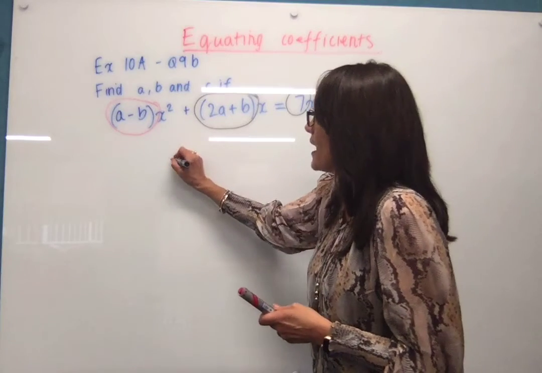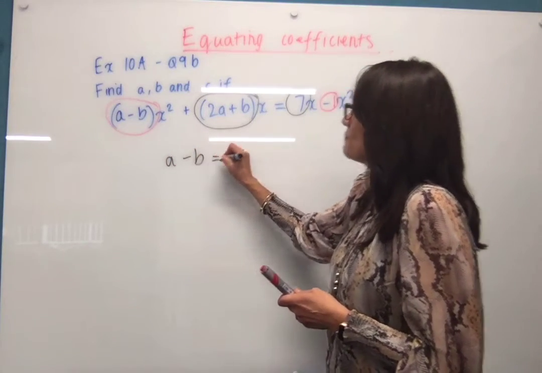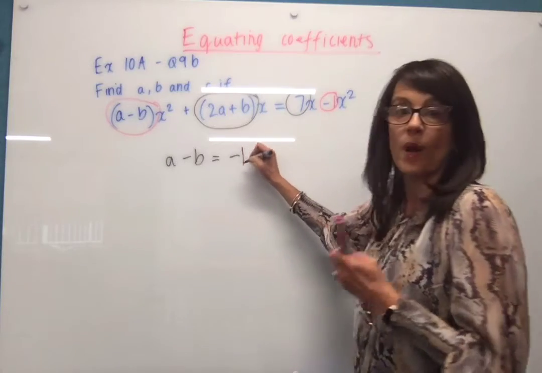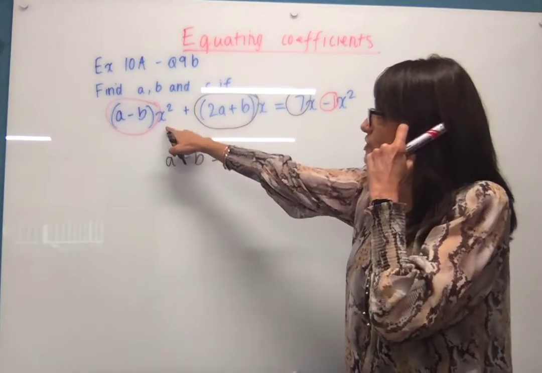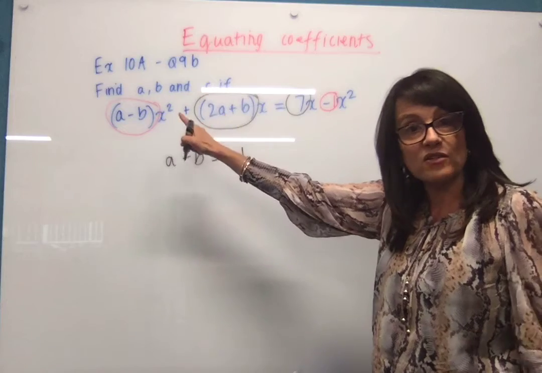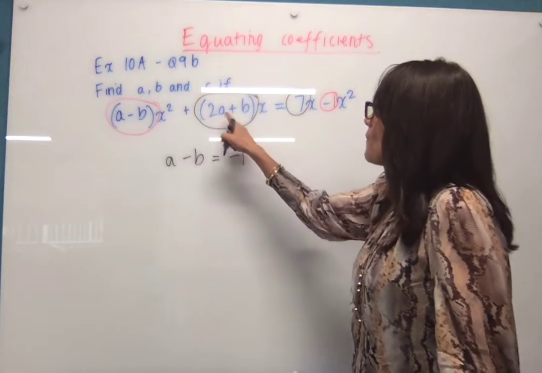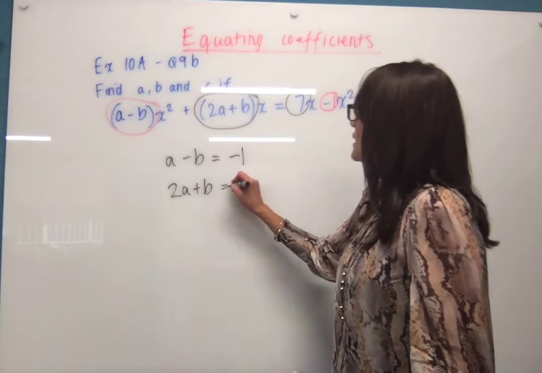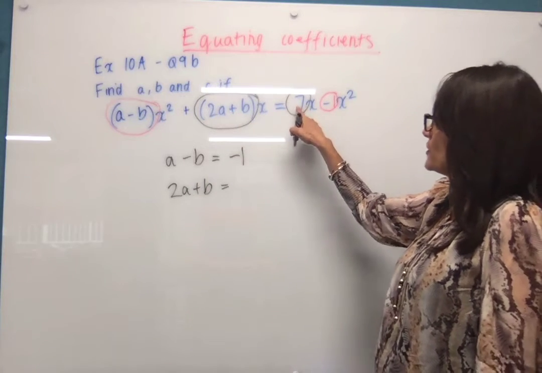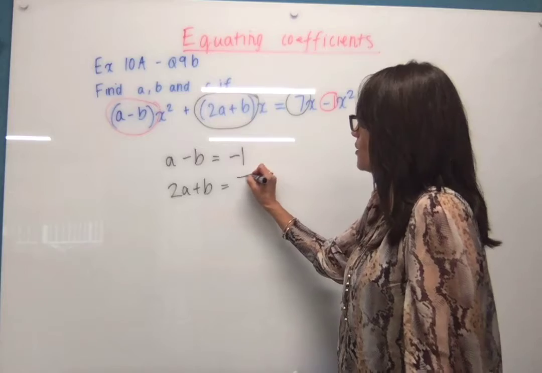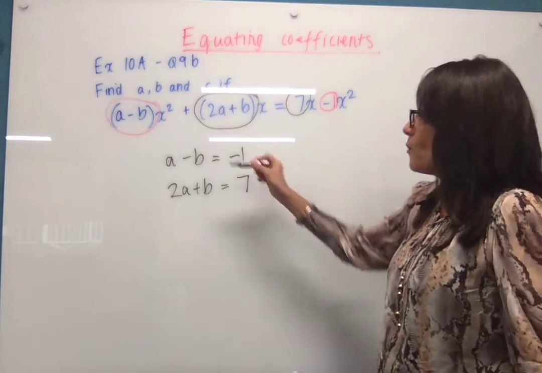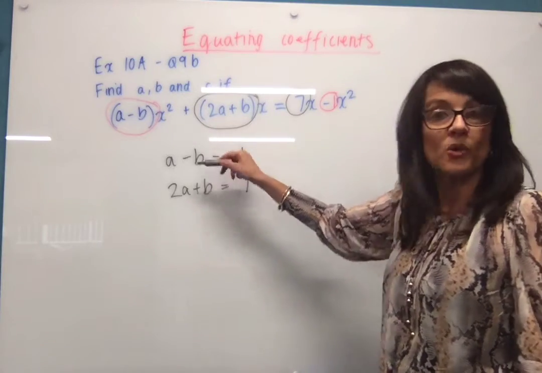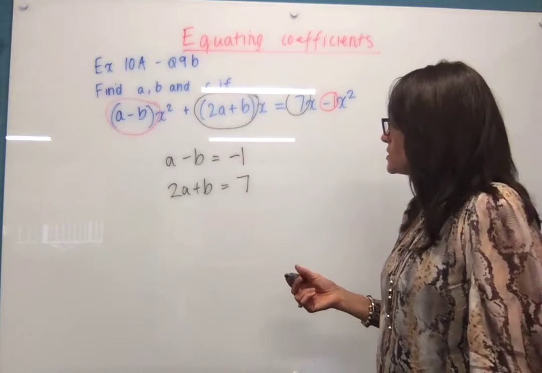So we can say that a minus b is equal to -1 because they are both the coefficients of x squared on the left and the right-hand side of the equation. And we can say that 2a plus b is equal to the coefficient of x on the right-hand side, which is 7. Now we've got two equations with two unknowns. Now we can solve them simultaneously.